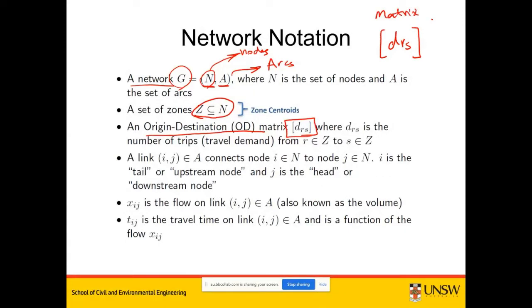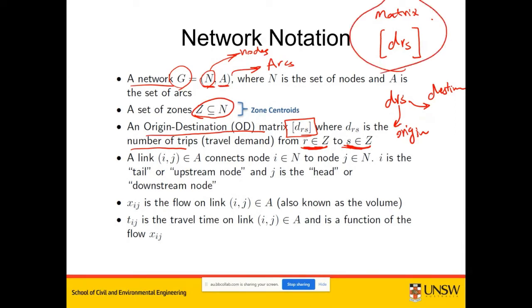And DRS alone, outside the matrix format, is basically the number of people going from R to S. So DRS is the number of trips going from R to S, R being part of the centroids or origins, and S being the destinations from the origin. So R is the origin, and S is the destination. Okay, so DRS is the demand, and if you put it in a matrix format, that's your OD matrix.